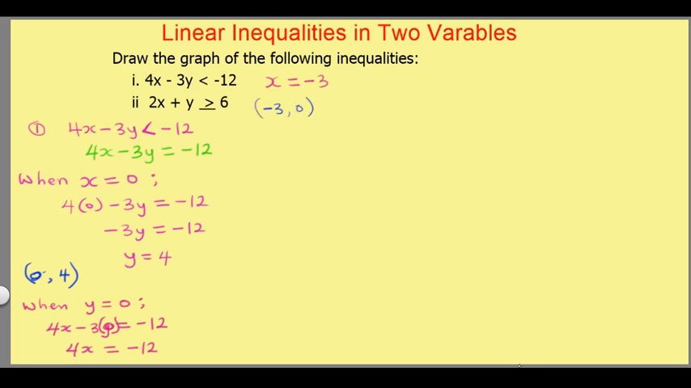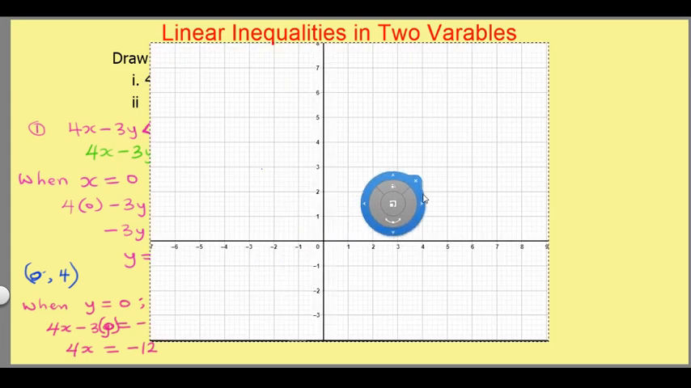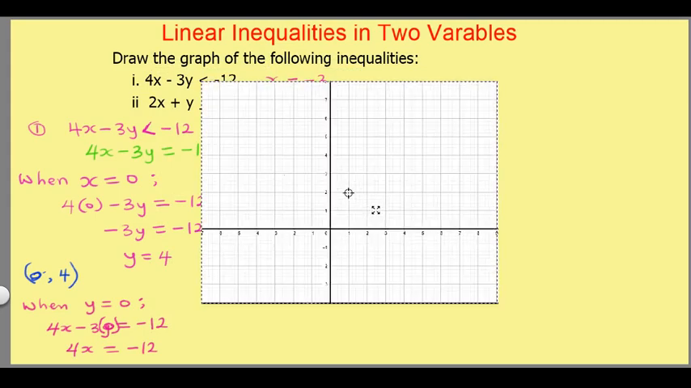So we have gotten 2 points. Let's list out those 2 points that we need to plot. We are plotting the points 0, 4. That's 1 point. When we want to plot a straight line graph, we need at least 2 points. And the point minus 3, 0. So now that we have these points, we can then bring in our graph. We are going to plot these 2 points on the graph.